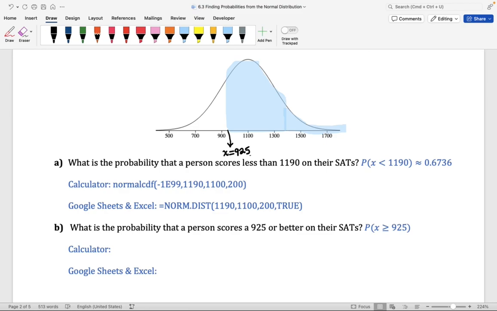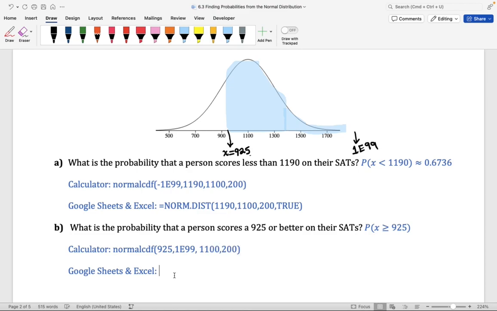If you're using the calculator, you're going to use normal CDF. Your lower bound is going to be 925, and your upper bound is going to be a really large positive value. Here we're going to use 1E99. That is your upper bound. So again, our lower bound is 925, our upper bound is 1E99. Then we're going to be asked to enter the mean and the standard deviation.